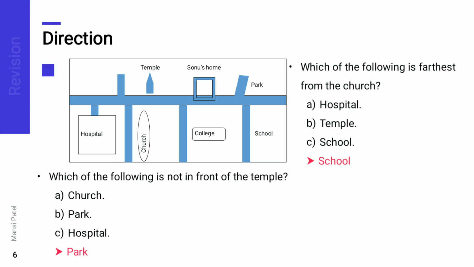You can see that the temple and the park are situated on the same side of the road. Whereas the church and hospital are both on the opposite side. So here they were asking which of the following is not in front of the temple? This hospital and church are both in front of the temple, whereas the park is situated on the same side of the temple. That's why park is the correct answer.